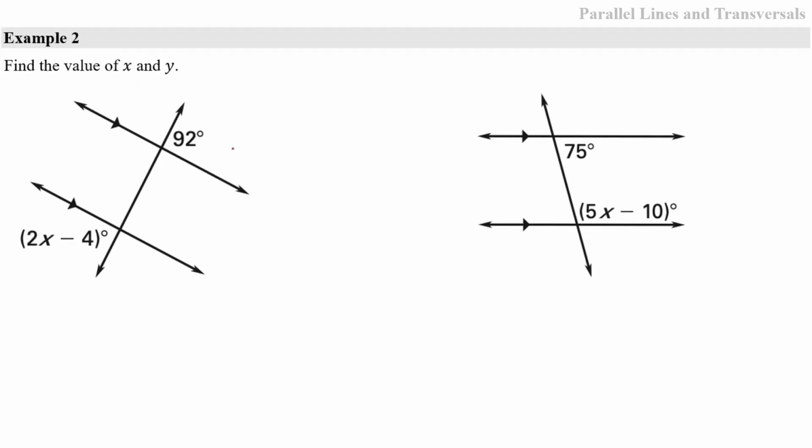Sometimes you will have some algebra stuff. And so, for example, number 2 says find the value of x, and find the value of y if it has a y. Okay? In this case, the first example only has an x.